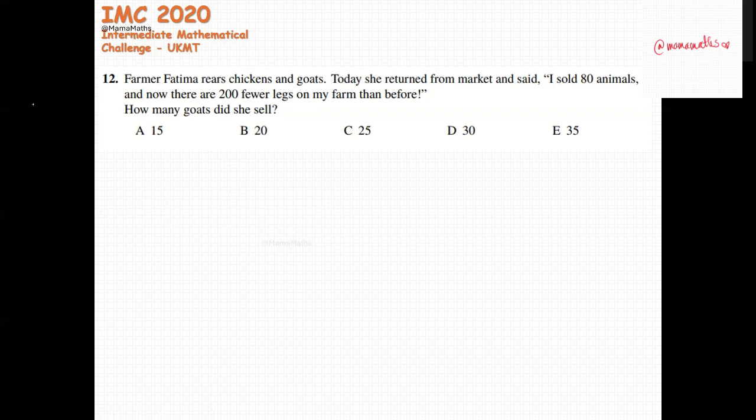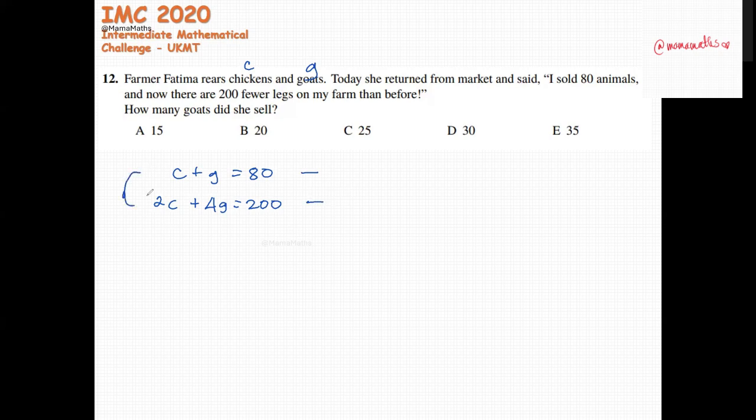Okay, now let's say the chickens is C and the goats is G. C plus G equals 80. Now, how many legs did we have for chickens? That's 2, so 2C. And we have 4 for goats, so 4G, and that's 200 legs. So this is the number of animals, and this is the number of legs.